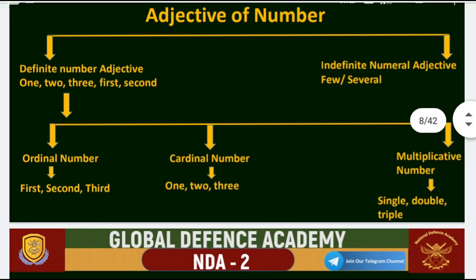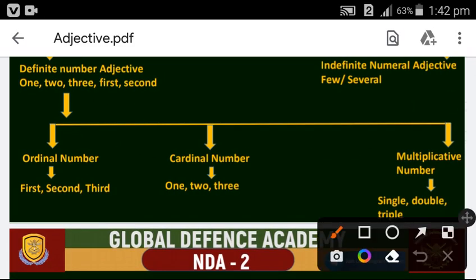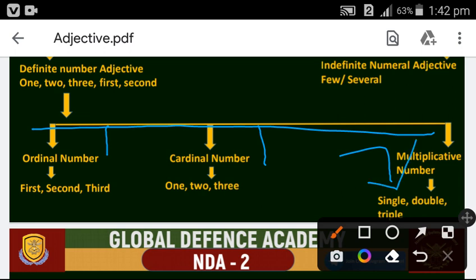And definite adjective is also classified into three groups. The first one is ordinal number, second cardinal number, and third, which is less important than the other two, ordinal number and cardinal number, but you have to understand it: multiplicative number. Come to the first point, that is ordinal number.